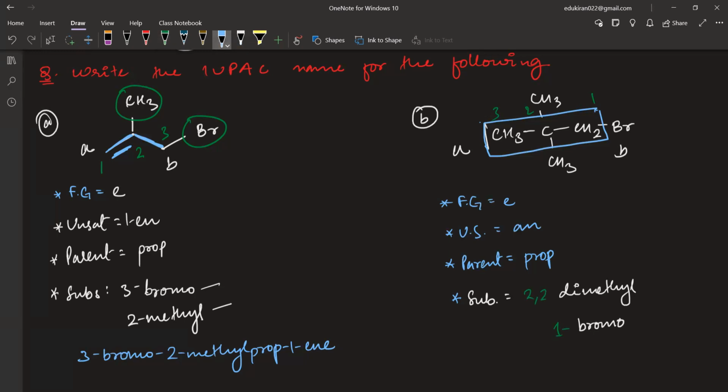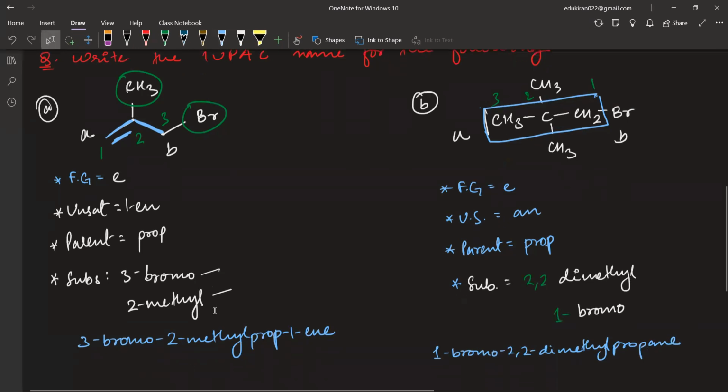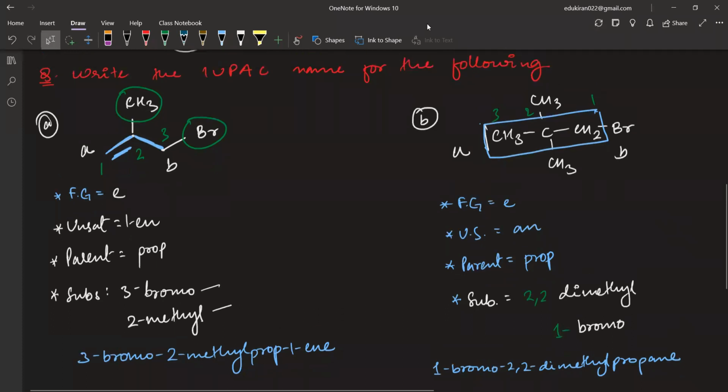So the name will be 1 bromo, 2,2 dimethyl propene. Check. Everything done? Yes or no? Please tell me, guys.